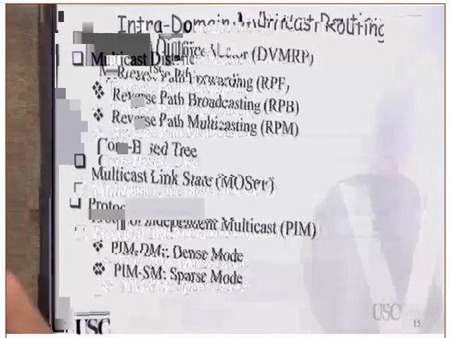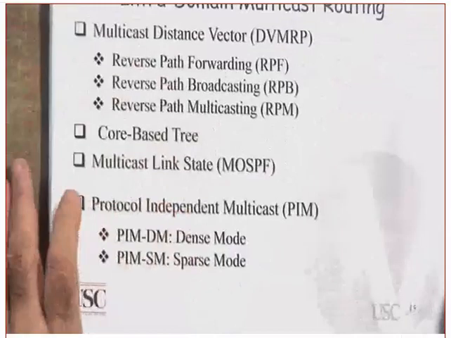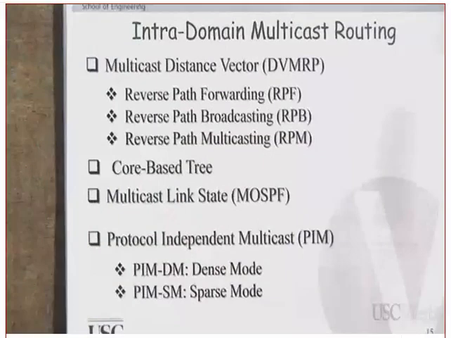We started looking at inter-domain multicast routing. And again, as I told you last time, the purpose of multicast routing is to create a distribution tree, the multicast tree that will forward multicast packets along this tree, only to those interested in receiving these multicasts. Several protocols. The first one is what is referred to as multicast distance vector.